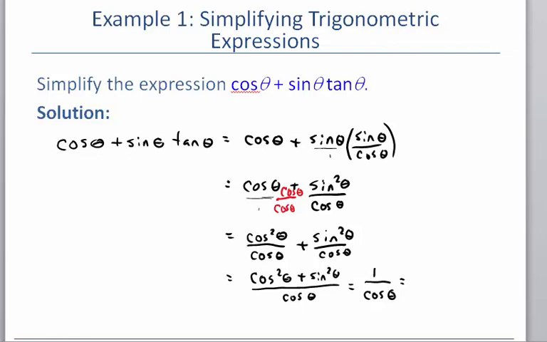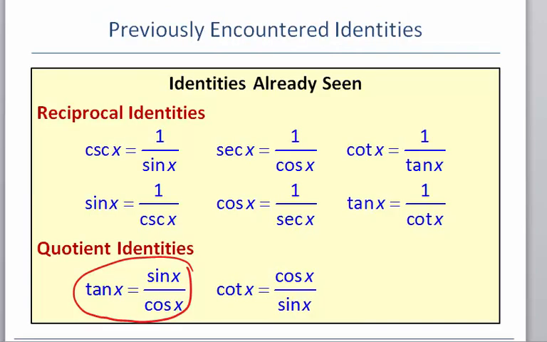So now I have 1 over cosine. And again, I'm going to go back into my list of identities and find an identity equal to 1 over cosine. So we have this identity that can be used. So we can see that 1 over cosine is equal to secant.